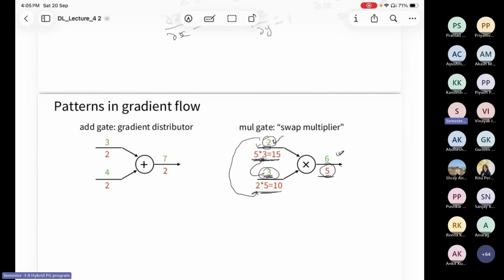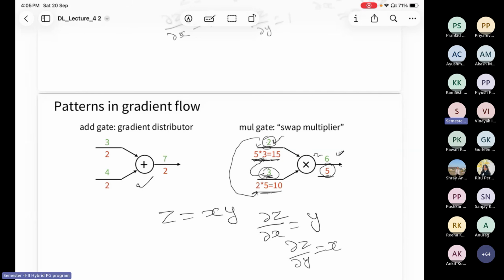So whenever you are finding the local gradient, that means you are exchanging the values. For multiplication, if I write Z equal to X into Y, then del Z by del X is Y, and del Z by del Y is X. So your values are getting exchanged.